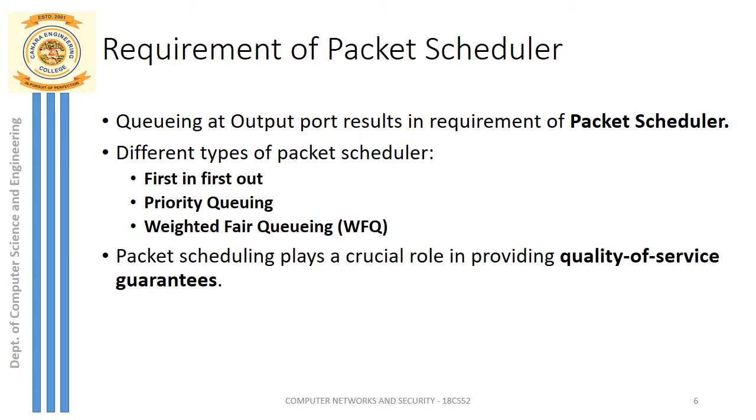So these are the different types of packet schedulers we have. This is not the actual point of discussion. I have just given some of the packet scheduling algorithms that we use in networking. The packet scheduling algorithm plays a crucial role in providing quality of service guarantees. Quality of service plays an important role in the network to give a particular service for the packets or the connection. So this packet scheduler plays an important role in providing quality of service for the packet or the connection.